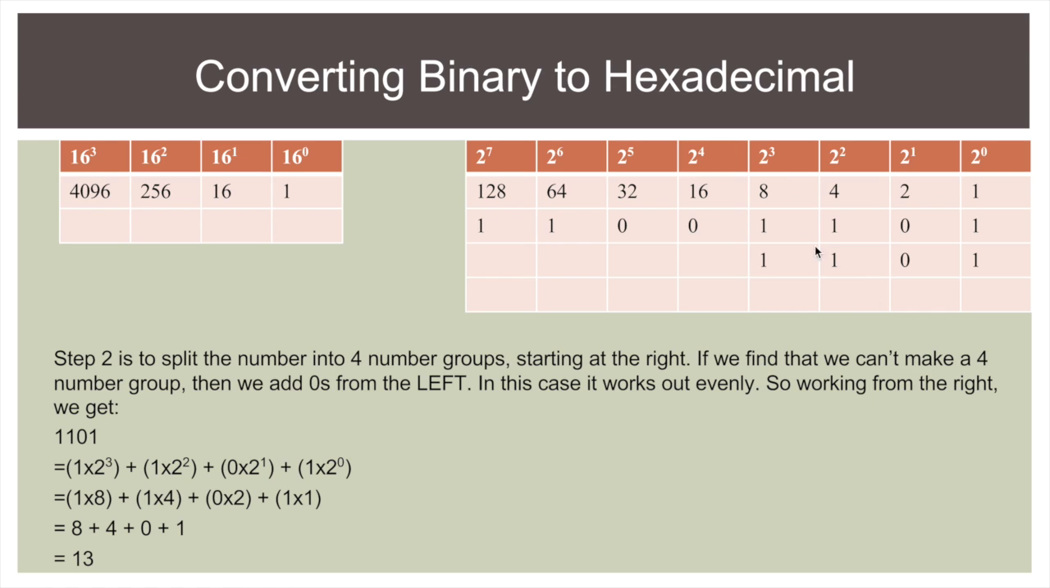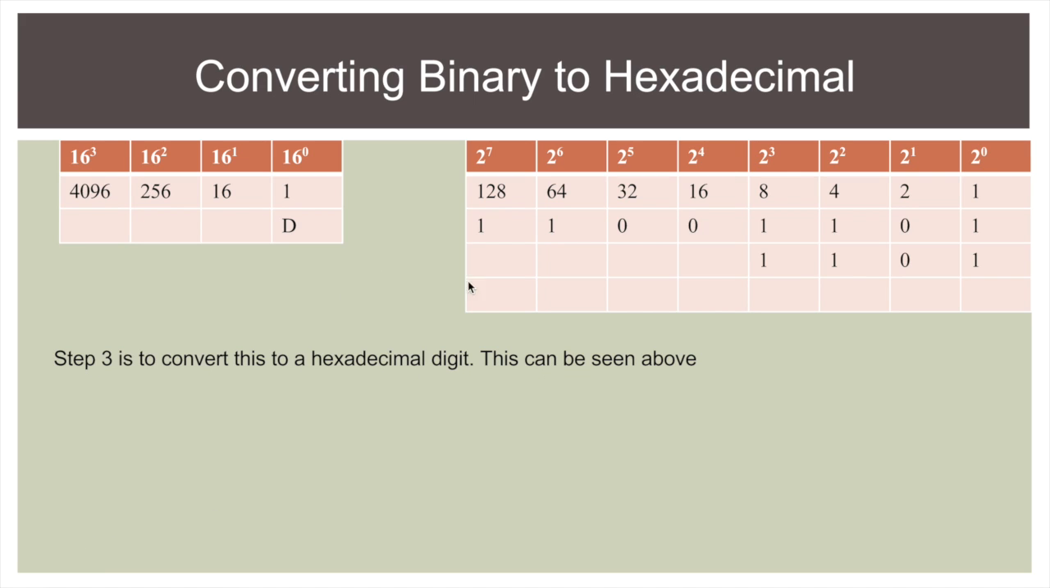And so, we take these 4 numbers, because they're the 4 from the right, and we write them down below. Alright, and then we work out what they are. So 1101, that actually adds up to 13. We then convert that to a hexadecimal digit, so 13 becomes D.